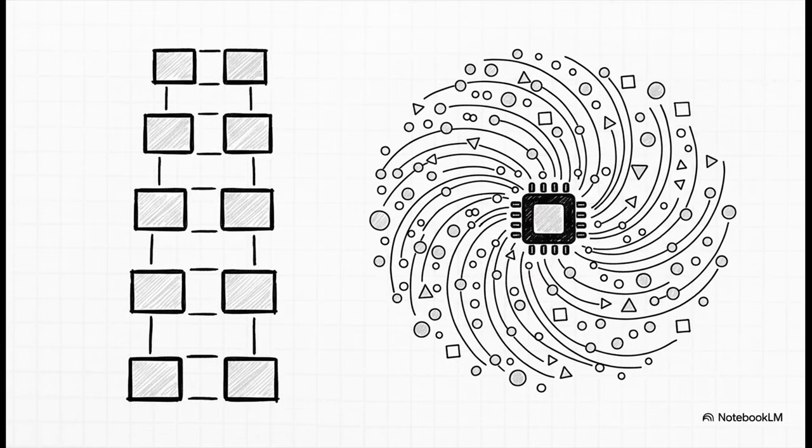Instead of being programmed with a bunch of rigid step-by-step instructions, these systems are actually designed to learn and adapt just by chewing through huge numbers of examples. This is the absolute core idea of machine learning.